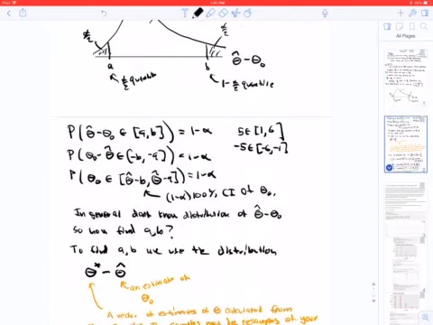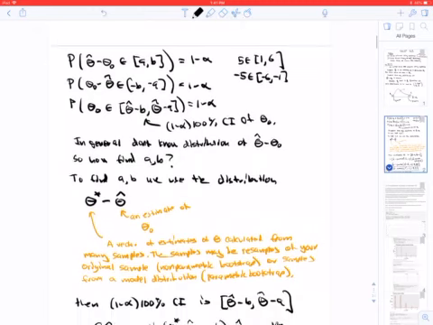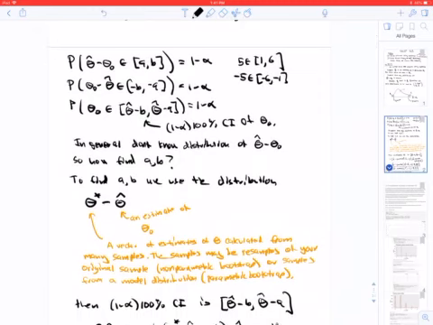But in general, we don't know what the distribution of theta hat minus theta naught is. In particular, we don't know what theta naught is. So how do we go about finding these quantiles, A and B? Well, what we do is we bootstrap.